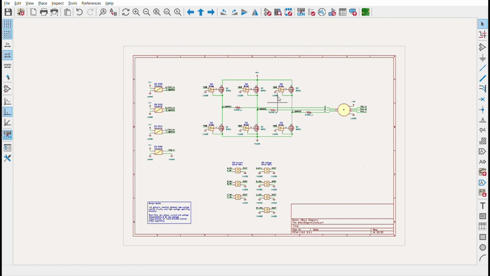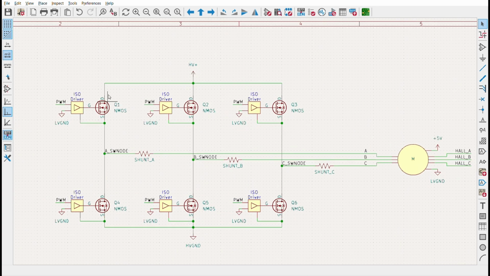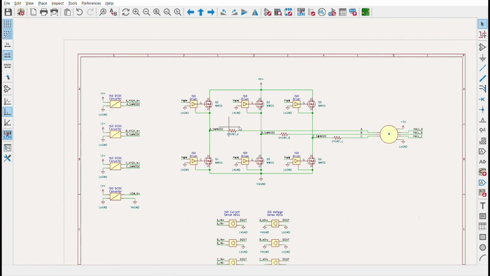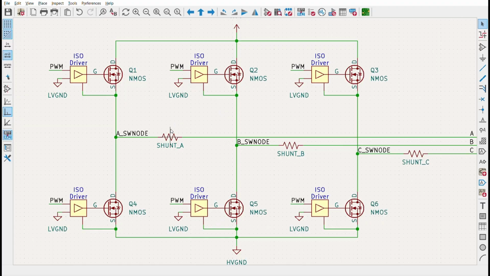So here I have the three-phase half bridges all connected to a motor, giving Hall effect sensor data back into a microcontroller. Each one of these is an isolated gate driver, receiving a PWM signal to determine when the high side and low side MOSFET will turn on. And then each of these phase nodes has a shunt resistor for current measurements.